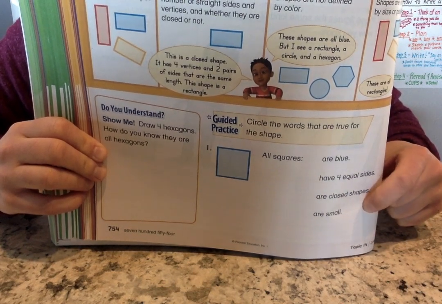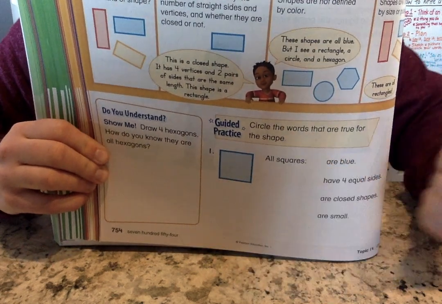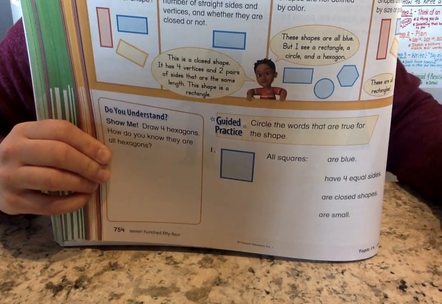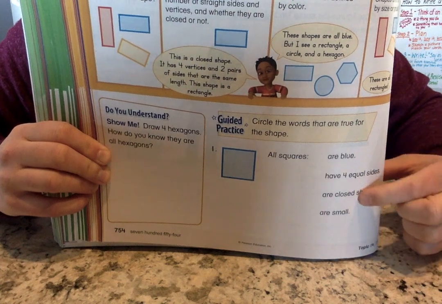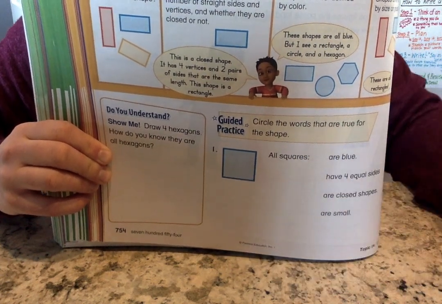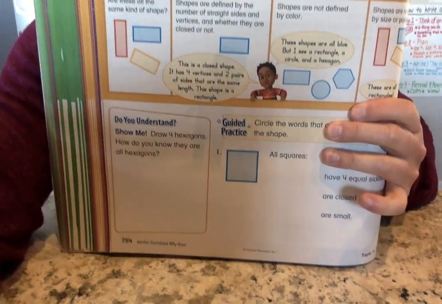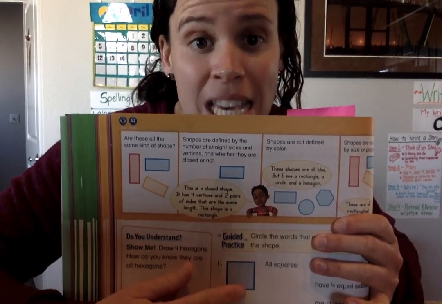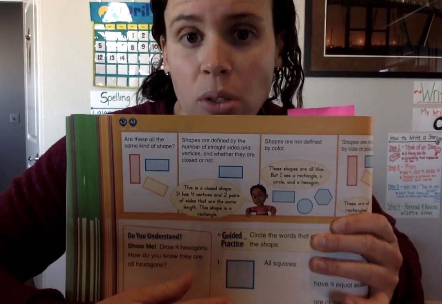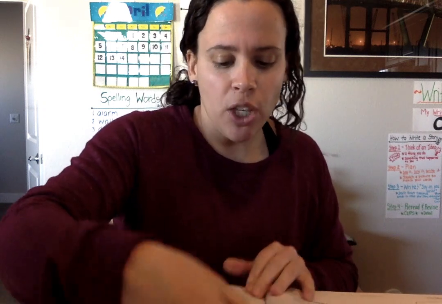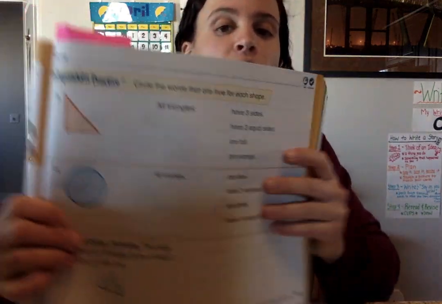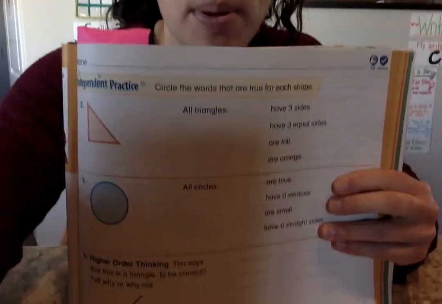Are closed squares? Does a square have to be closed to make it a square, to make it a shape? Yes. Are small? Could you have different sizes and still have a square? You sure can. Okay, so a square has to have 4 equal sides, has to be closed, and it also needs to have 4 vertices as well. Okay, so what I want you to do is I would like you to do 2 and 3 on your own. Okay, you can pause it, but it's the same thing we just did.